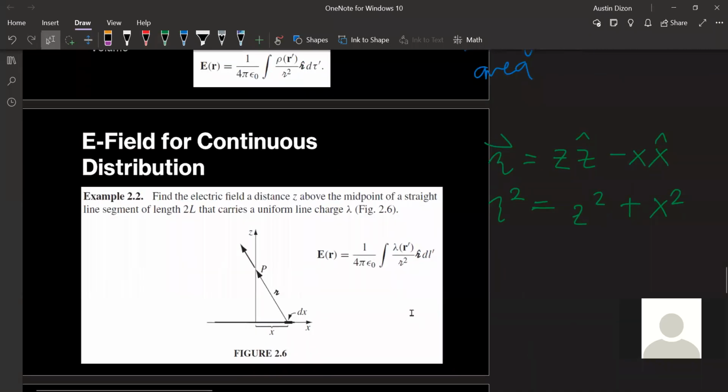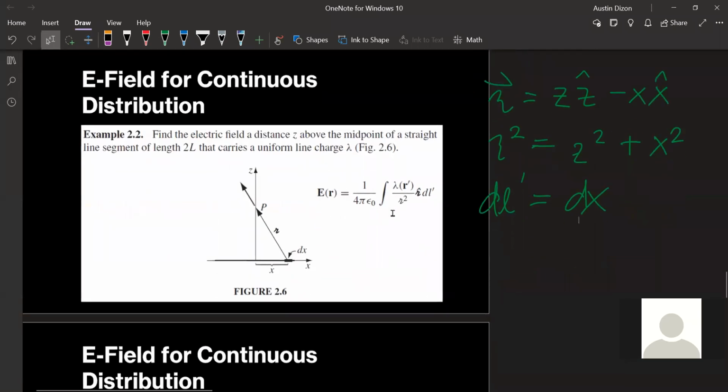And then we have to know DL prime. So DL prime would be the line containing your charge. And the line that is containing your charge will be simply as X hat, ay X, di ba? Kasi nasa X yung line mo. So DX to. Klaro? Intindihan? Okay. What is lambda? Lambda is uniform. So that is lambda lang talaga siya. And then we have to build this now. We can build this now.